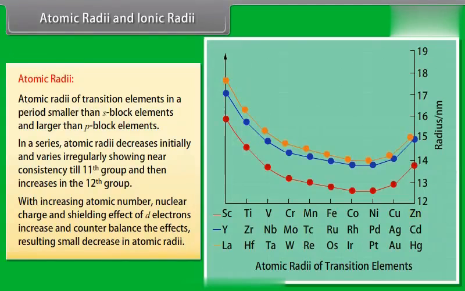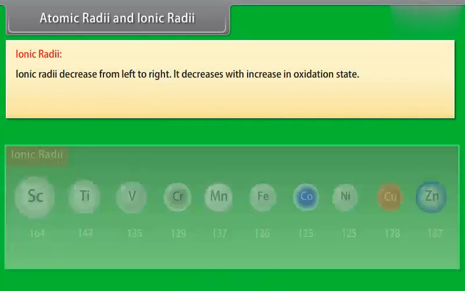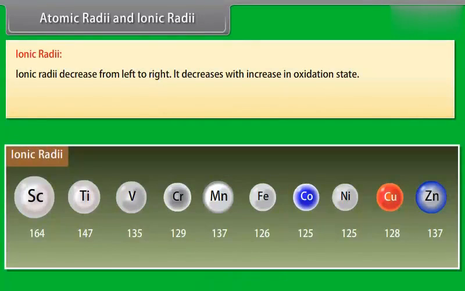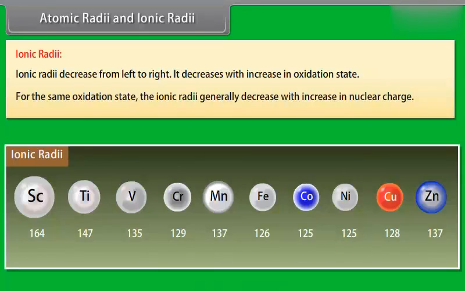In zinc, cadmium and mercury, there is an increase in atomic radii due to electron repulsion which exceeds the nucleus' outermost shell attraction. Ionic radii. Ionic radii decrease from left to right. It decreases with increase in oxidation state. For the same oxidation state, the ionic radii generally decrease with increase in nuclear charge. General characteristics of transition metals.